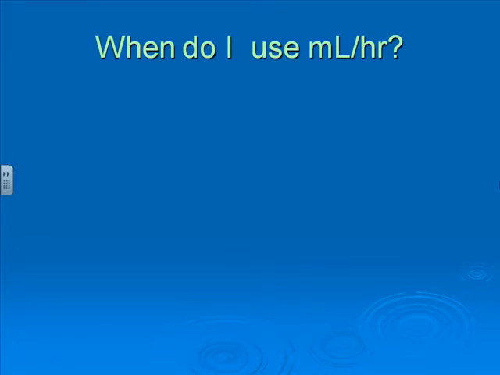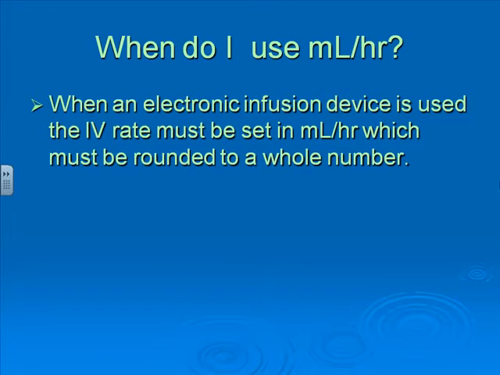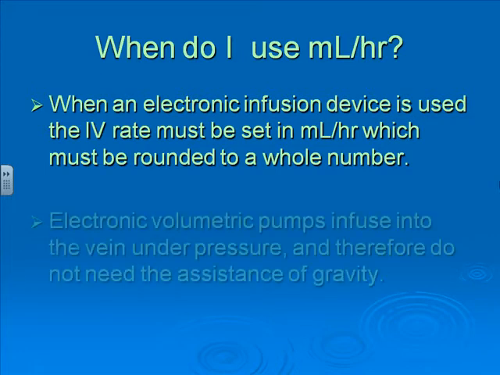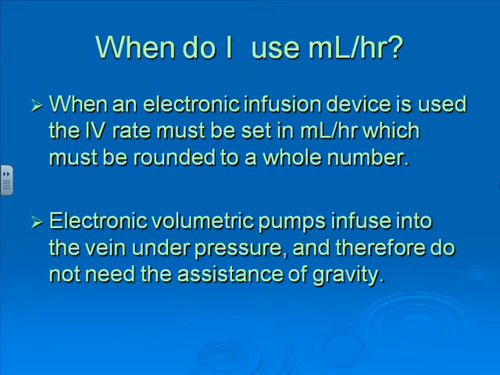Now we want to see, how do we know when we're using milliliters per hour? Well, anytime we have an electronic infusion device, we should know we need to set the IV rate at milliliters per hour. And again, this has to be rounded to a whole number, as the machine won't let us calculate decimals. Electronic volumetric pumps infuse into the vein under pressure, and they don't need the assistance of gravity. That's why we can just set it electronically to the milliliters per hour. So anytime you see that we're using an electronic device or an electronic pump, you should know that we're using milliliters per hour for our IV rate.